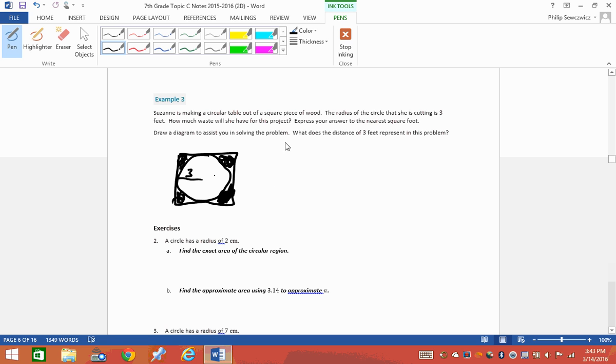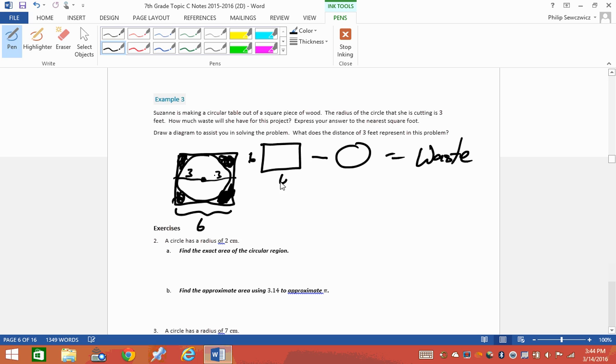So in order to figure that out, if we find the area of the square and take away the area of the circle, then we're going to be left with the waste. In other words, what the scrap is. So let's pull out the information. The square here, if from here to here is 3, well, how far is it from there to there? It's also 3. So how wide is that square? Yeah, it's 6. That's 6 by 6 there. So 6 times 6 is 36, so we're going to have 36 square feet.